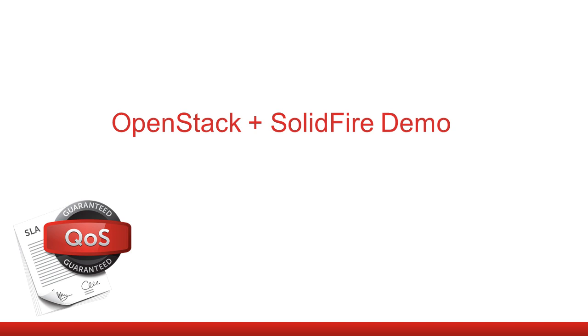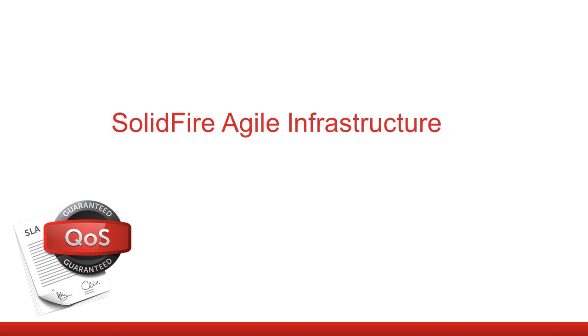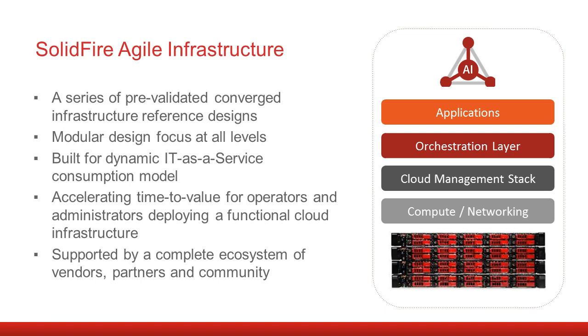The last point I wanted to talk about today was what we call SolidFire Agile Infrastructure. So what is that? SolidFire Agile Infrastructure is a series of pre-validated, pre-configured infrastructure reference designs, and it's designed to be very modular in nature. One of the reasons I asked earlier what tools are out there and what you're using today is that we do have an orchestration layer in all of this.